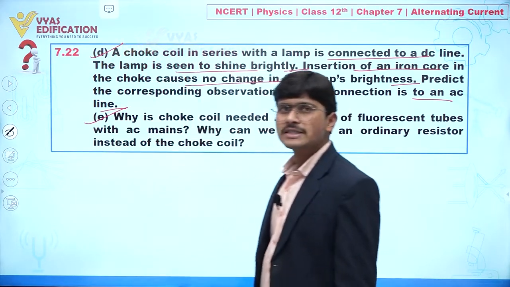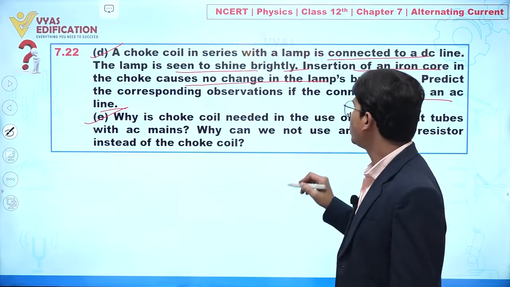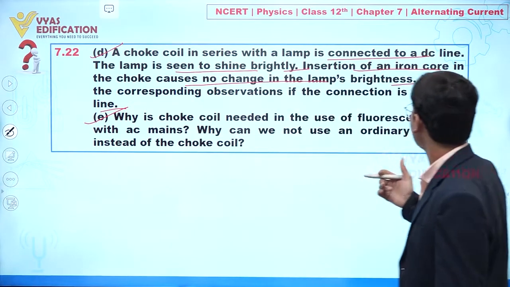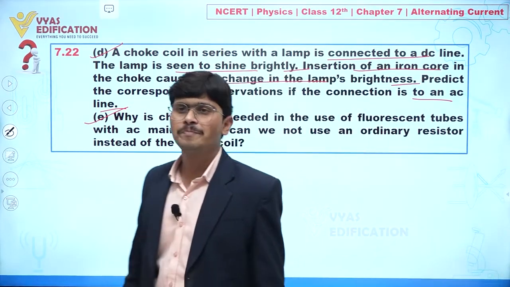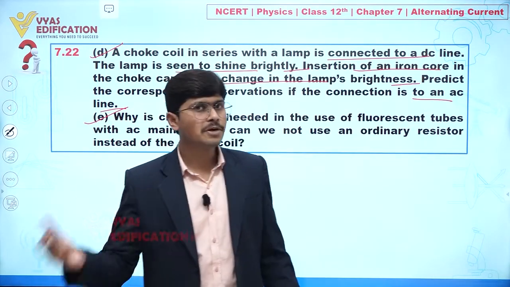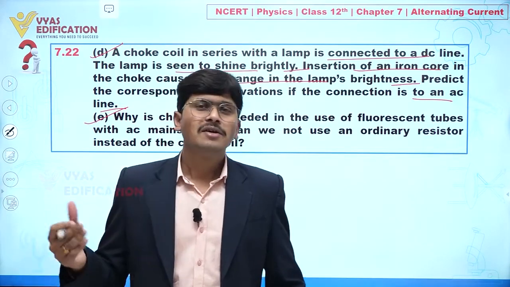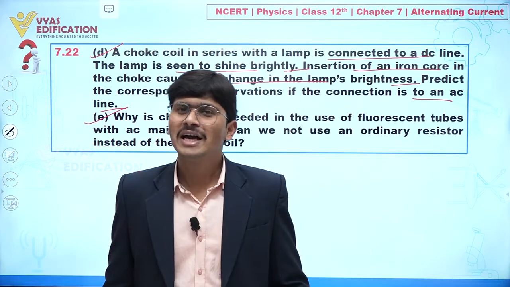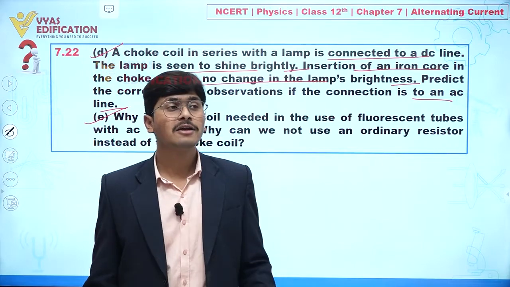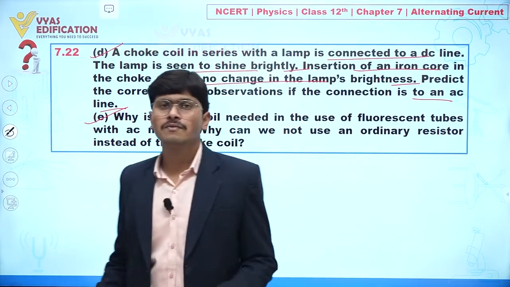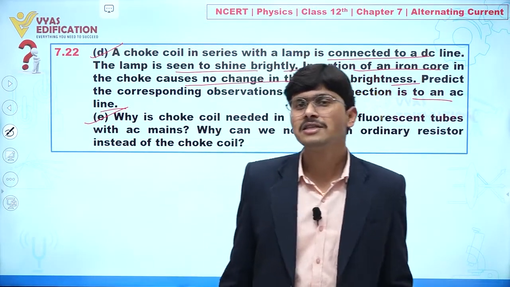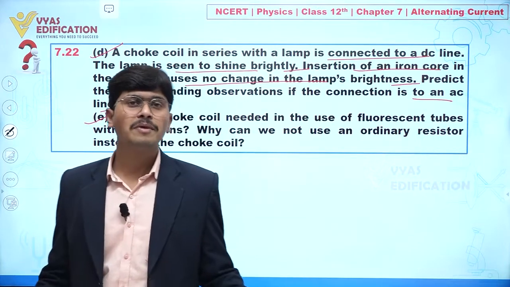Now if we discuss part number E: why is a choke coil needed in the use of a fluorescent tube with AC mains? Why can we not use an ordinary resistor instead of a choke coil? Now listen carefully. Whenever we have AC mains supply, the VRMS coming to us is 220 volt, clear. Let's suppose we do not have a choke coil, we have only a resistor. At that time the potential difference is very large, and instantaneously a large current will flow through this fluorescent tube, and due to this large current the fluorescent tube may be broken or damaged, clear.